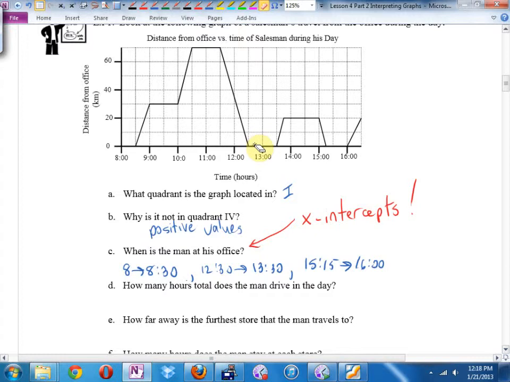So how many hours does the man drive in the day? How long is this right here? Okay, so let's just make a little list. 0.5 plus, how long is he driving right here? 0.5 plus, how long is he driving in this stretch?